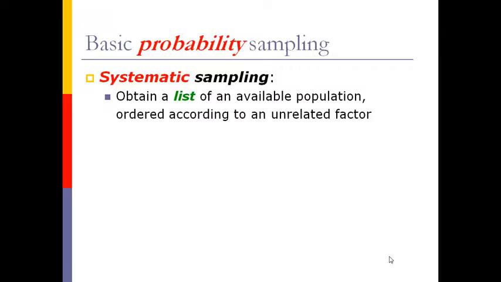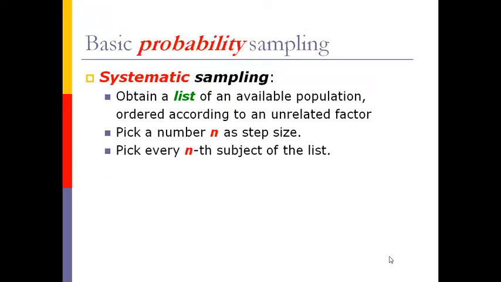What we're going to do is we're going to order this list according to some factor which is totally unrelated to what we're studying. Quite often alphabetical order is what is being used. Okay? Then what we do is we pick a number as what we call step size. So let's say we want to pick every 10th person or every 5th person or every 100th person. Okay? So what we do is we start from a certain place in the list, and then we're going to pick every nth subject in the list.